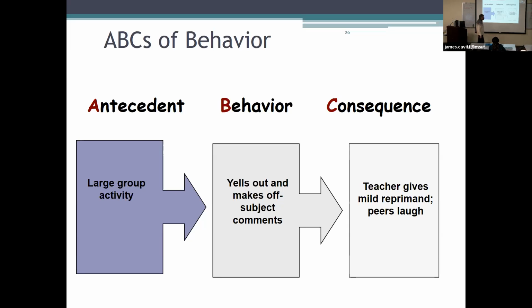So what do you guys think the function of this behavior chain is? Is it to get, or to avoid, escape? Which is it? Avoid? Okay, walk through it with me. So they're in a large group activity, which means what? Lots of people. What does this individual do? Yells out in class. And what does he get?